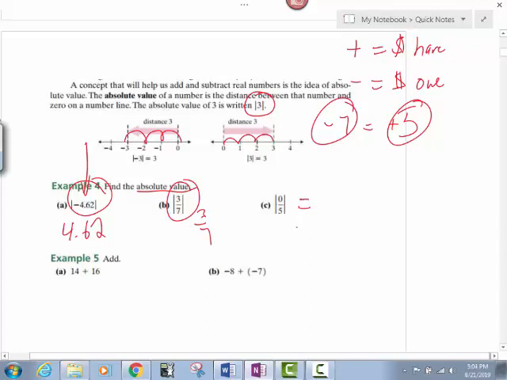0/5. I have 0/5 parts of a dollar. Well, how much is 0/5? Well, that's actually just 0.